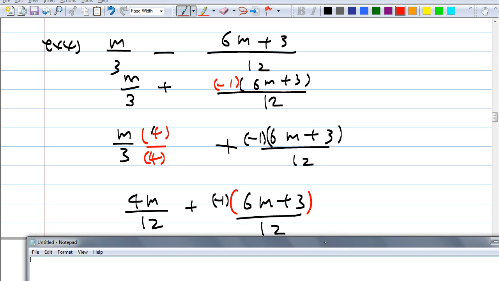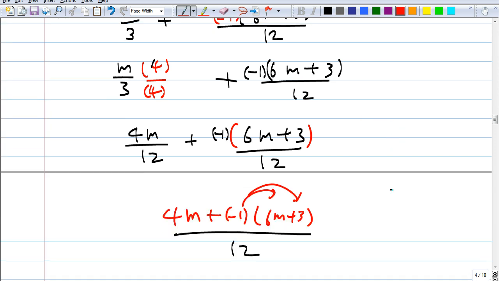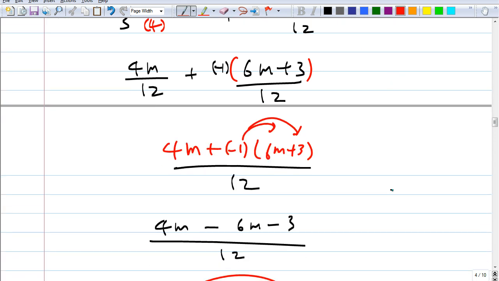Is that parentheses important, guys, around the negative 1? Yes, because you're subtracting the whole numerator, right? So you got to distribute this. Caroline, tell me what to write. Like what I got. Yeah, what's my next step here? 4m minus 6m minus 3. Good. All over 12 is correct. So when you distribute the negative 1, you get 4m minus 6m minus 3. Right, guys? What's my answer?